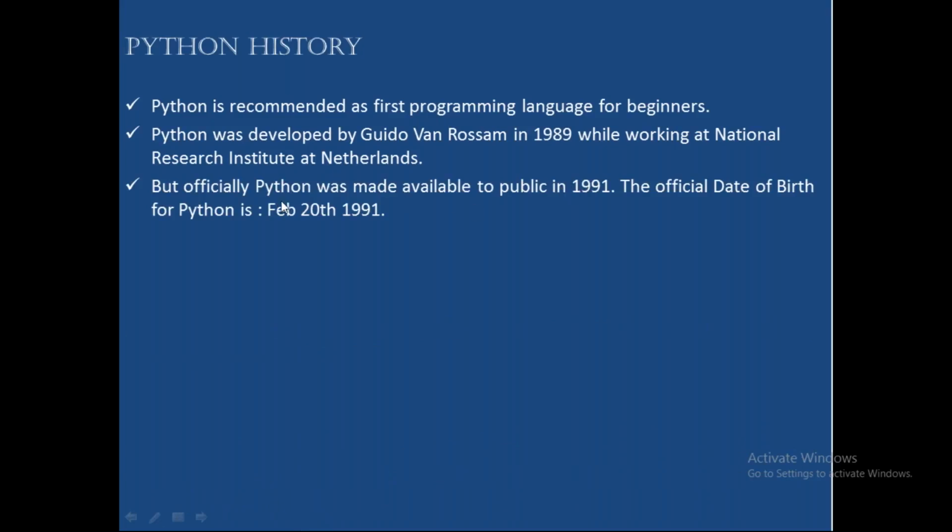Next, officially Python was made available to the public in 1991. In 1991, these people made Python available to the public. The official date of birth for Python is Feb 20th, 1991. So Python became available to the public in 1991.